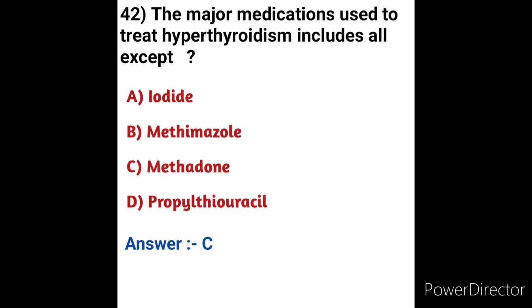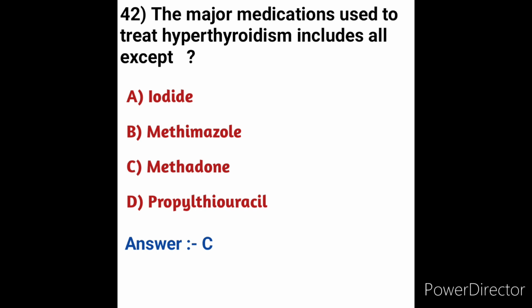Move on to question number 42. The major medications used to treat hyperthyroidism include all except. Option A iodide, option B methimazole, option C methadone, option D propylthiouracil. Here option C is the correct answer, methadone. Methadone in the blood serum does not affect thyroid function because methadone has no effect on the concentration of these hormones. Okay friends, what is the meaning of iodine? Here the question is an except question, and the exception is methadone.